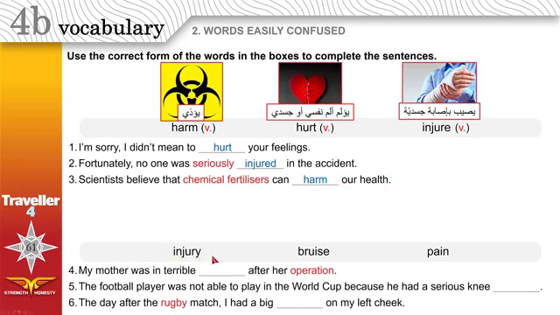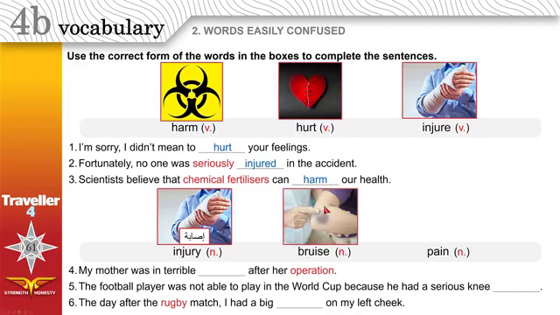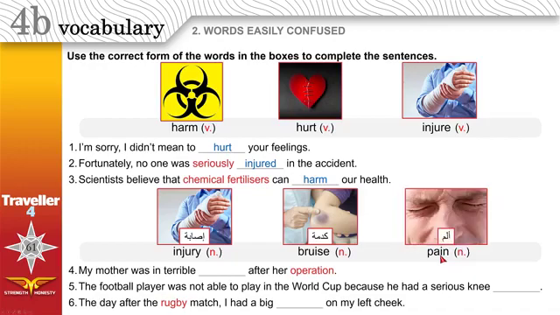Next, we have injury, bruise, and pain. All these are nouns, not verbs. Now we know the word injure, the noun is injury. It is when you have a physical damage that needs a long time to heal up. Bruise is a purple or a brown color that appears on the skin after somebody has fallen. Pain is a feeling. After you fall down or after you injure yourself or hurt yourself, you feel the pain.